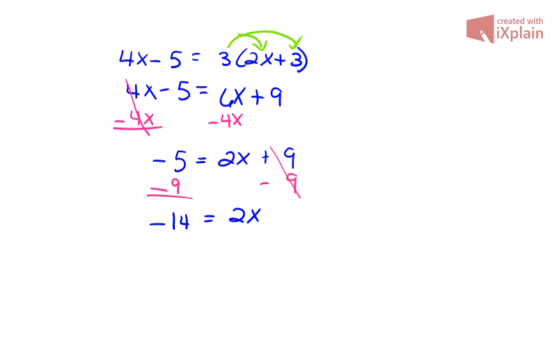And that became 0. So the last step would be to divide both sides by 2, and that would leave the x isolated by itself. And so as my final answer, I get negative 7 equals x, which is the same thing as x equals negative 7.